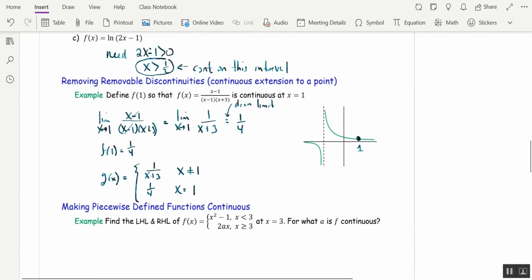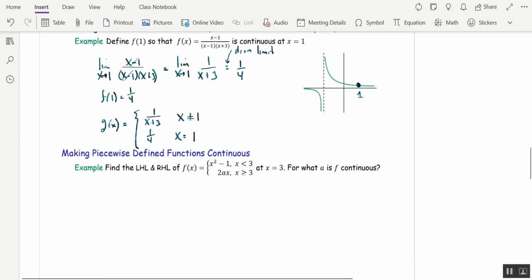All right, let's talk about piecewise defined functions and making those continuous. So here I've got a piecewise defined function, and I want to know for what values of a, f will be continuous at x equal 3. All right, so I need to find the left-hand limit and the right-hand limit and make sure they're equal.